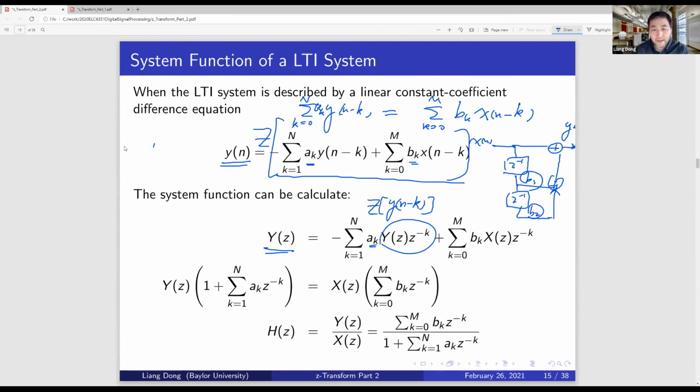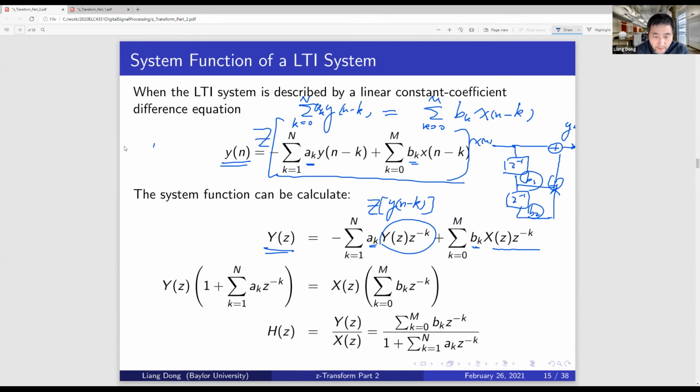This is the time delay property, or time shifting property, of the Z transform, right? You have a time delay of k in the time domain. In the Z domain, you just multiply by z to the power negative k. Okay, so we have that. Similarly, we work on the second part. So we have all these inputs x. So we take a constant b_k as well. And then x[n minus k] transformed to the Z domain becomes X(z) times z to the power negative k. Okay, because it's linear, it's very easy to do that.